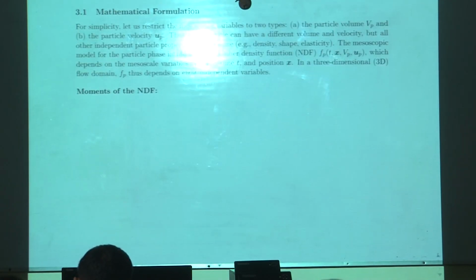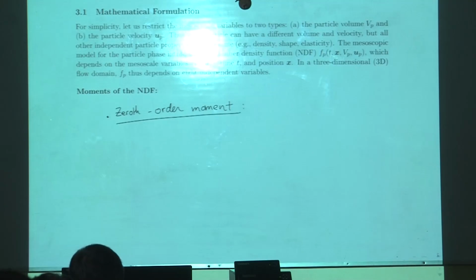So this f sub p is going to be an important concept. Right away, we'll point out that this is not a particularly esoteric concept. As soon as you start extracting moments of that, it becomes very natural. First of all, the zeroth order moment of this thing. That takes us back simply to what we called this morning the number density.